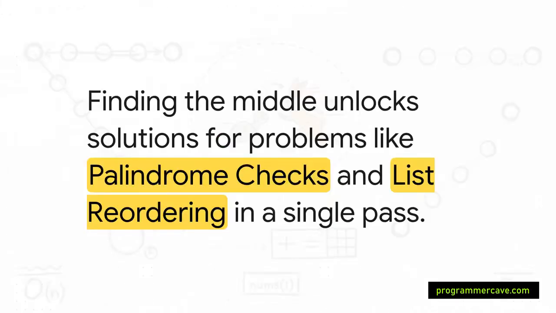So you might be thinking, okay, finding the middle is neat, but what's it good for? Well, it's a building block for solving much bigger problems. For example, if you want to check if a linked list is a palindrome, meaning it reads the same forwards and backwards, you can use this pattern. You find the middle, reverse the entire second half of the list, and then just compare the two halves. It's brilliant. It opens up a whole toolbox of other solutions.